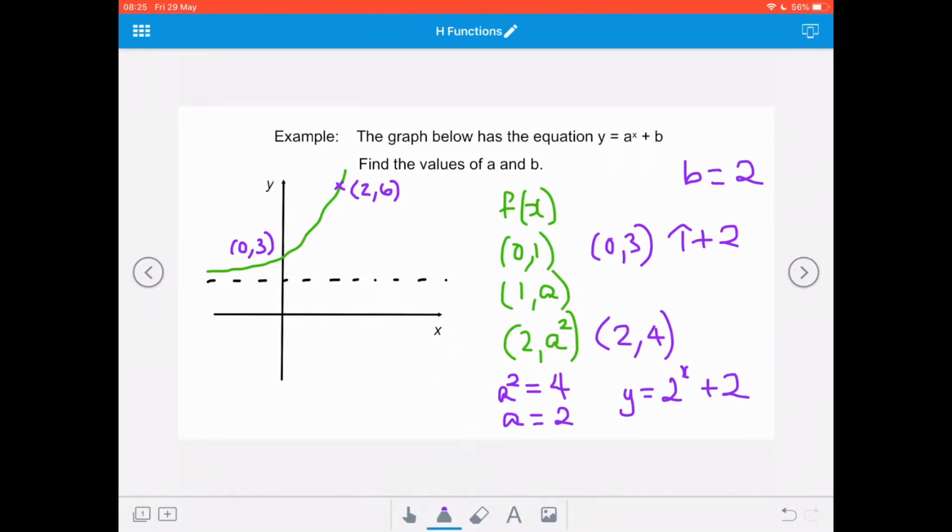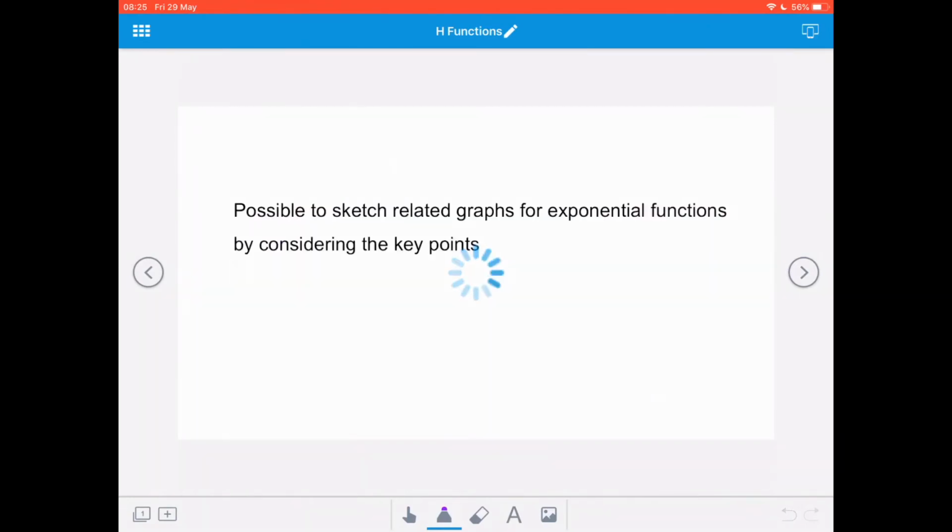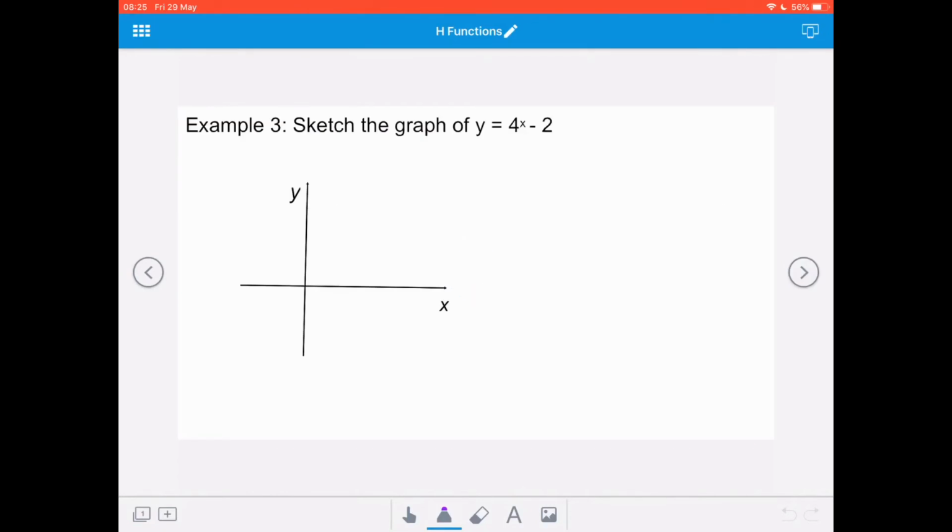And our a value is 2 and our b value is also 2. Now it's possible to sketch related graphs for exponential functions by considering the key points. So we want to sketch the graph of y equals 4 to the power of x minus 2.